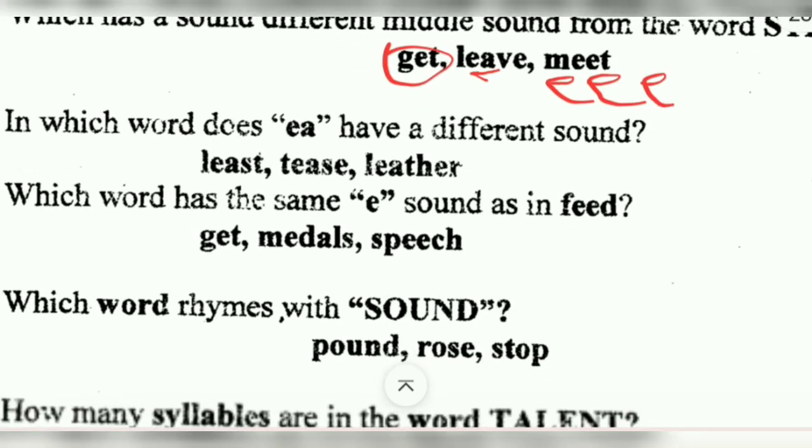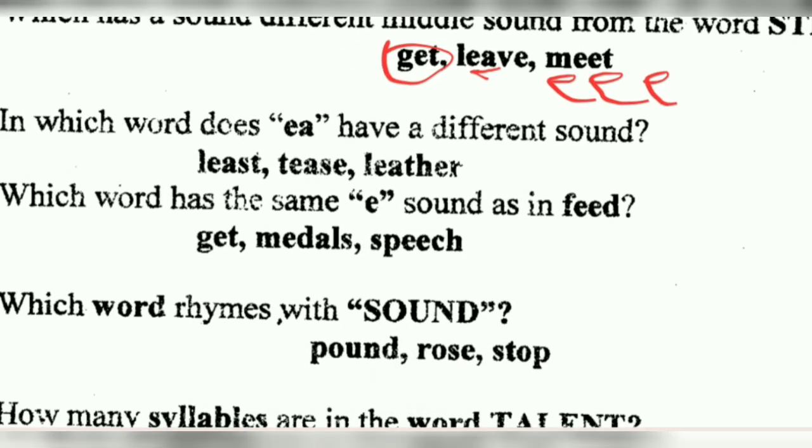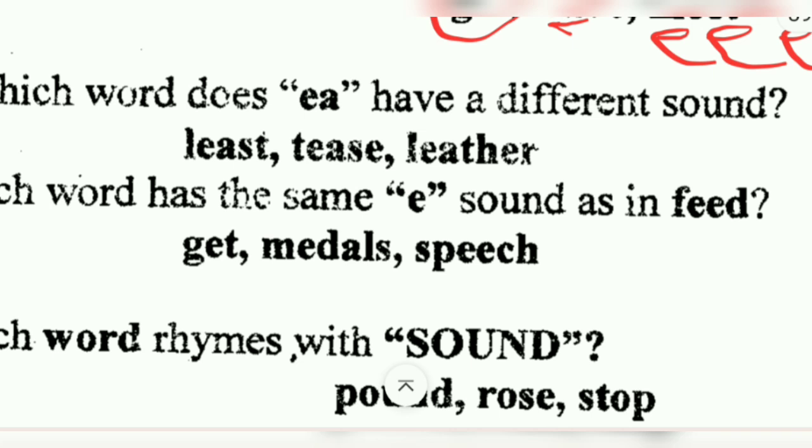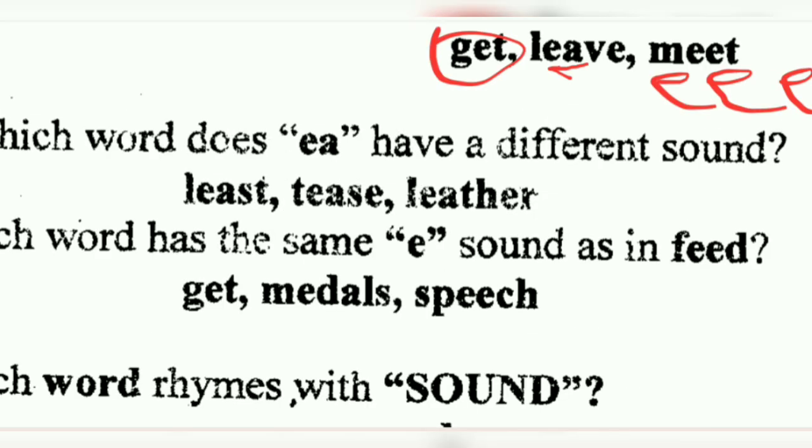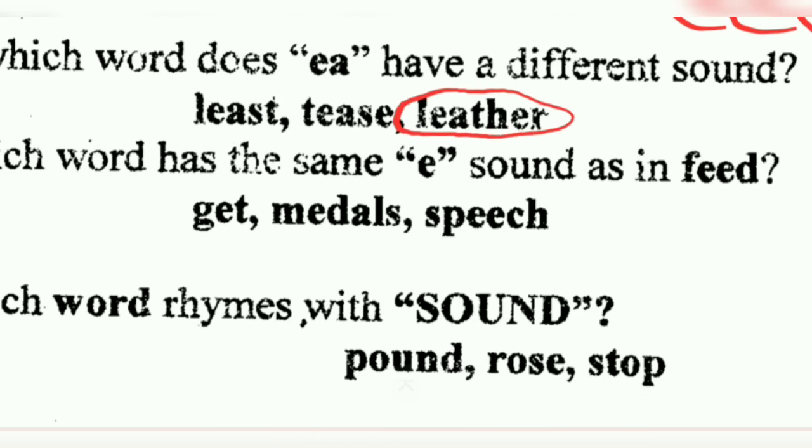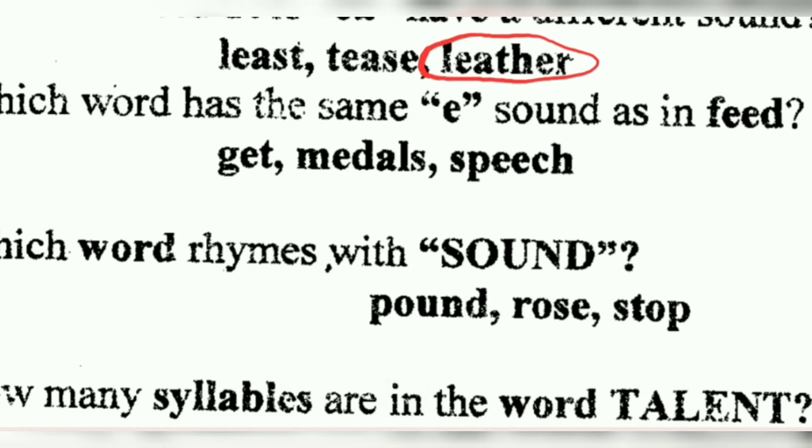Moving on. In which word does EA have a different sound? So we have least, tease, leather. Which one has EA carrying a different sound? Least and tease have the same sound. You're hearing the long E sound, but in leather, you're hearing the short E sound. So the different sound of EA is in leather. Least and tease carry the same long E sound.